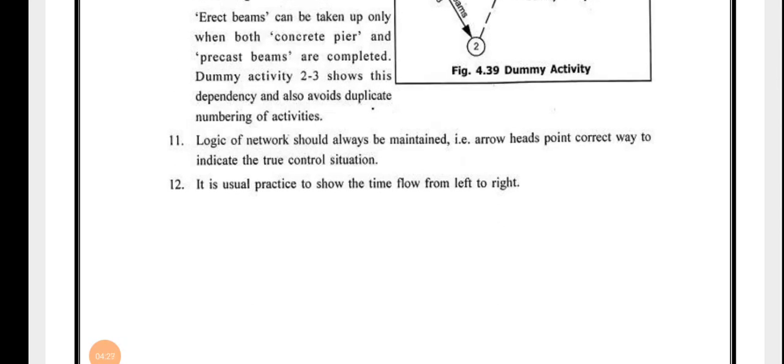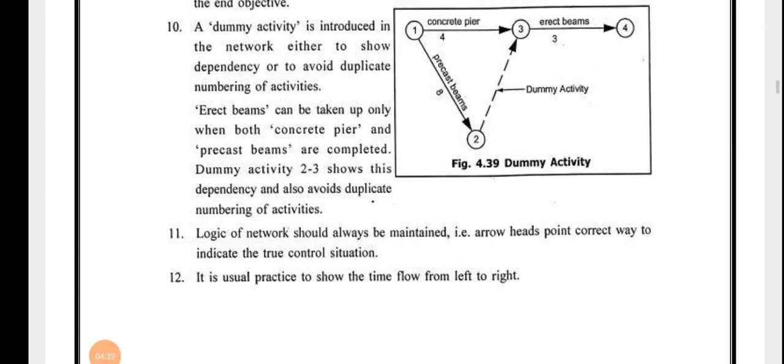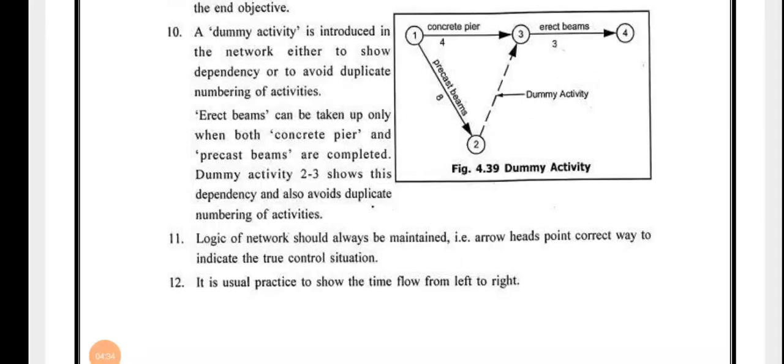Next is, logic of network should always be maintained, that is, the arrowhead points the correct way to indicate the true control situation. And last is, it is usual practice to show the time flow from left to right. Whatever numbering is done is from left to right. You can also see the dummy activity shown in the figure. Thank you.